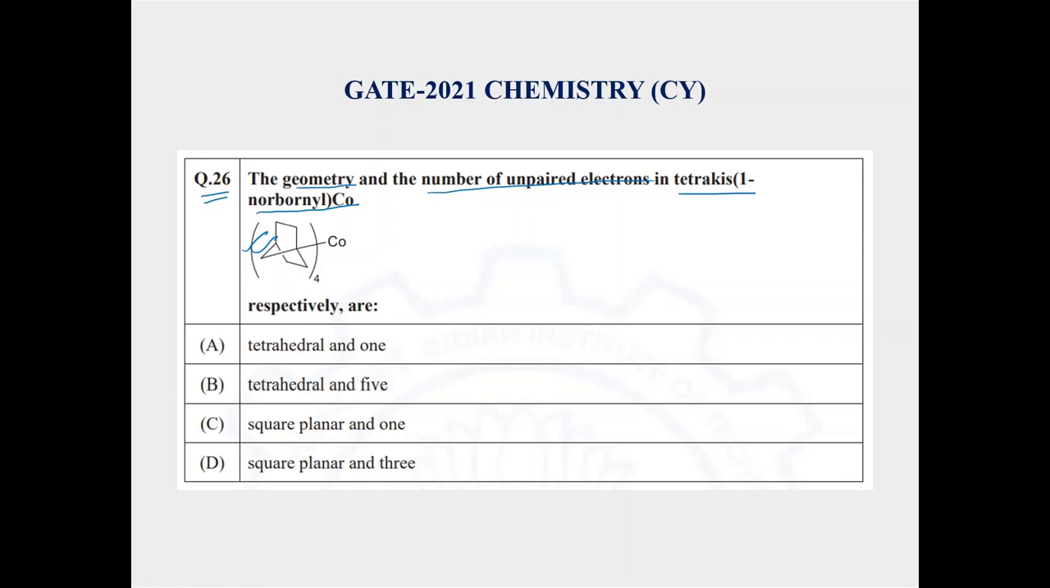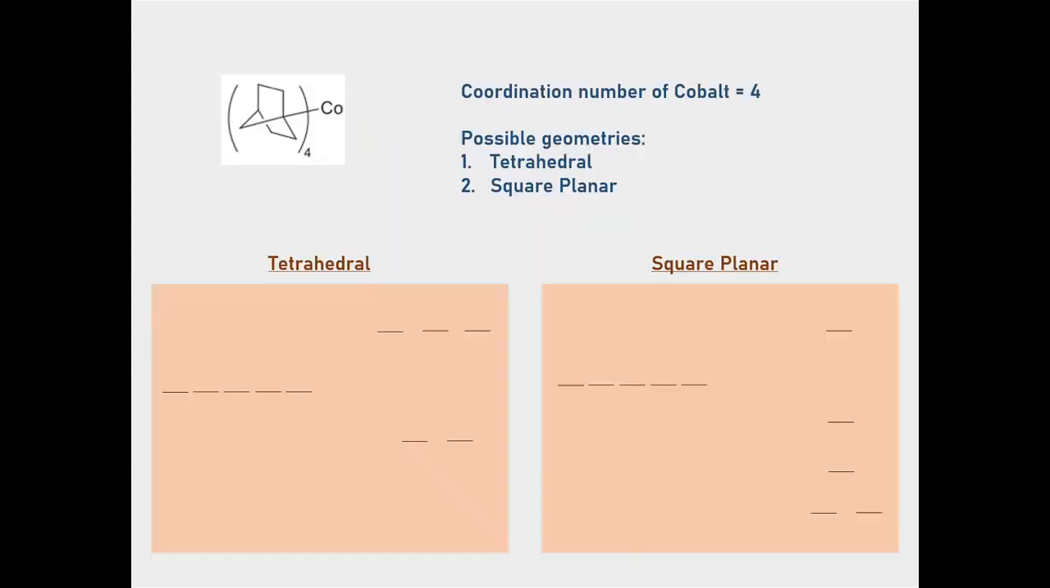So, as in the previous case, we know that here the metal is coordinated to how many ligands? Four. So possible geometries are tetrahedral and square planar. So in this case also, it is the same as I have seen. Just wait. Here we have dz square, dx square minus y square, and here dxy, dyz, dxz.